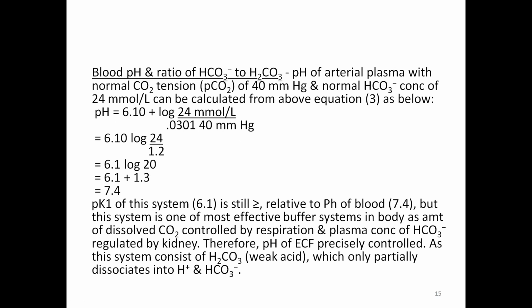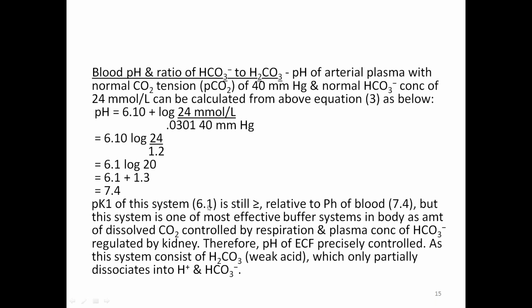Now, about blood pH and the ratio of bicarb to H2CO3. The pH of arterial plasma with a normal carbon dioxide tension of 40 mmHg and normal bicarb concentration of 24 millimole per liter can be calculated from the previous equation. When you substitute the values, the answer is 7.4.